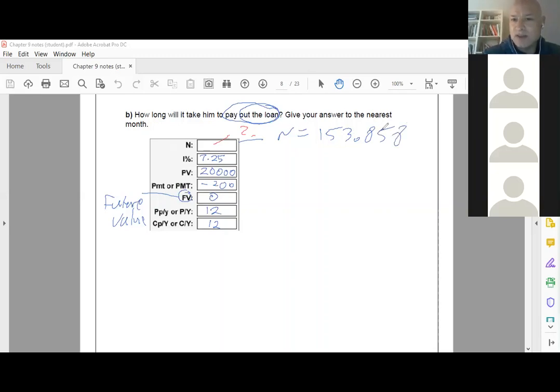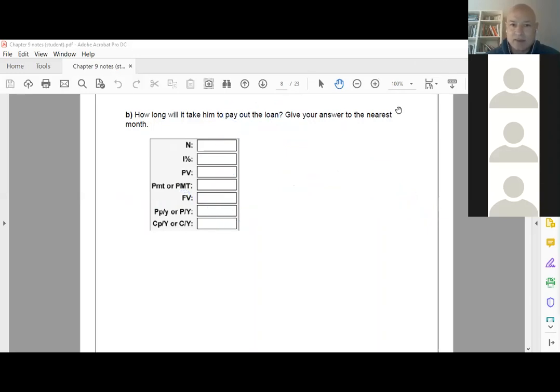Says to the nearest month. Now we can't round down to 153 months because he's still got a bit more to pay. So we have to go, therefore, N equals 154 months. Okay, it's already in months because remember all this is in months, so 12 months here. Any questions on that one? Okay. Let me clear this soon. All right, clear this one, and let's go to the next example.